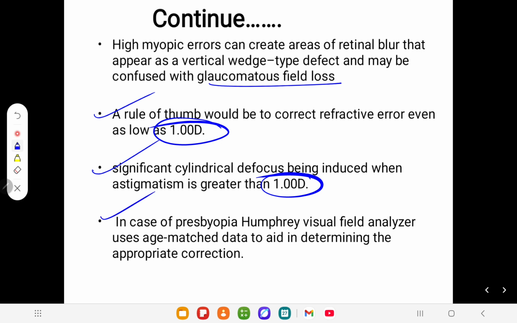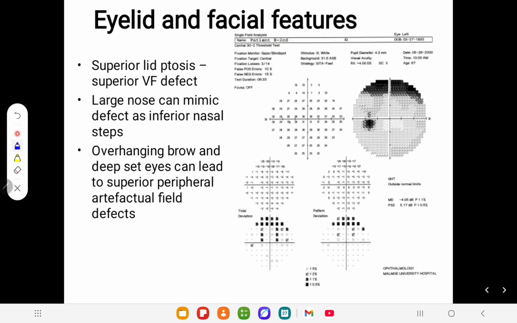In case of presbyopia, the Humphrey visual field analyzer matches the data and adds the appropriate correction. You don't have to worry about presbyopia. You put in the data and the refractive error, and everything will be given to you.